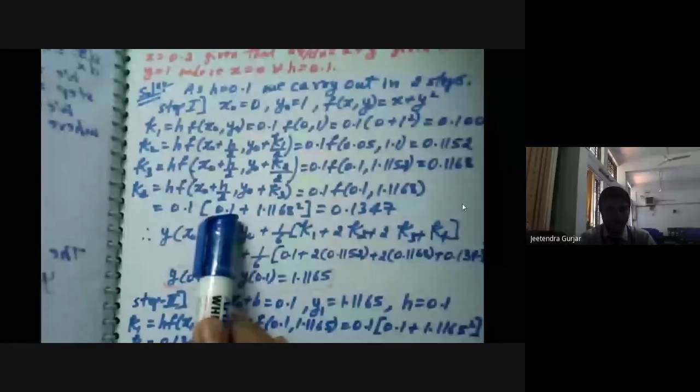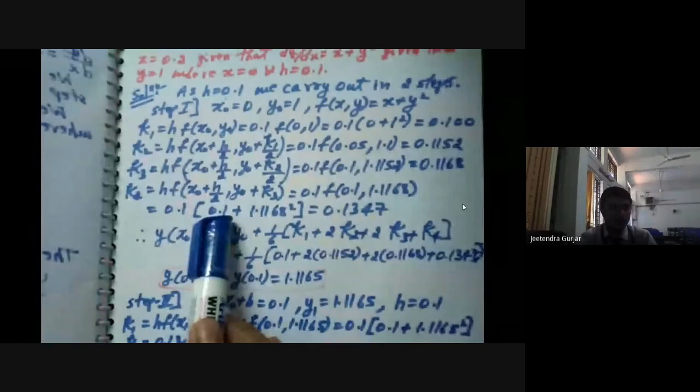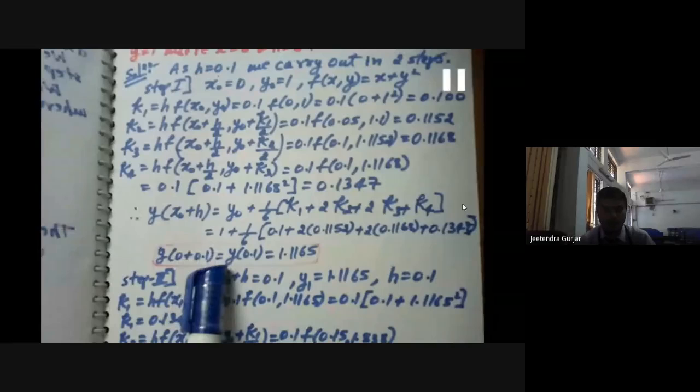After finding k1, k2, k3, k4, just substitute in the Runge Kutta fourth order formula, that is y of x naught plus h is equal to y naught plus 1 upon 6 in the bracket k1 plus 2k2 plus 2k3 plus k4, which is equal to 1 plus 1 upon 6 times 0.1 plus 2 times 0.1152 plus 2 times 0.1168 plus 0.1347. When you simplify, you are going to get the answer for y of 0.1 is equal to 1.1165.